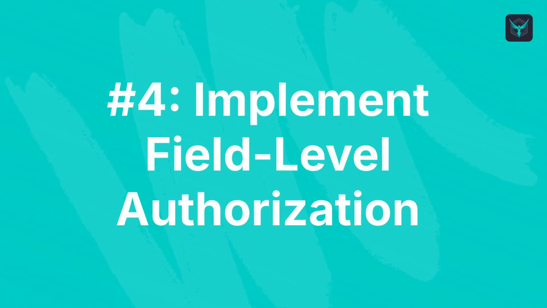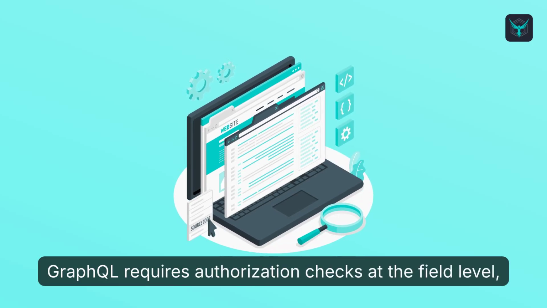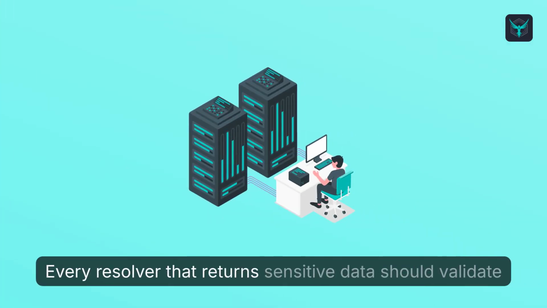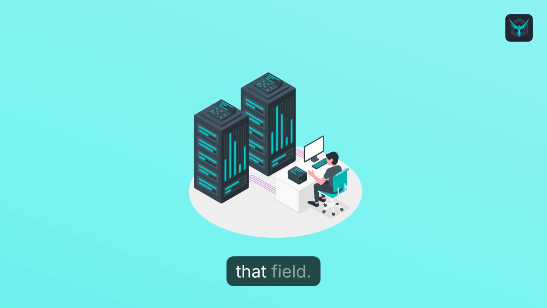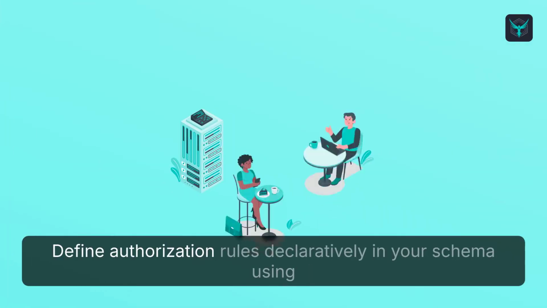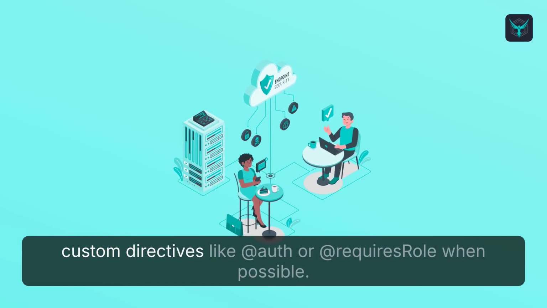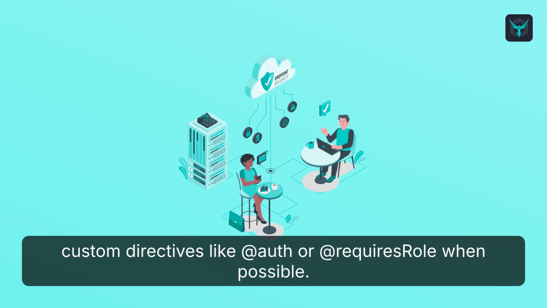Number 4. Implement field-level authorization. GraphQL requires authorization checks at the field level, not just the endpoint level. Every resolver that returns sensitive data should validate whether the current user has permission to access that field. Define authorization rules declaratively in your schema using custom directives like @auth or @requires_role when possible.